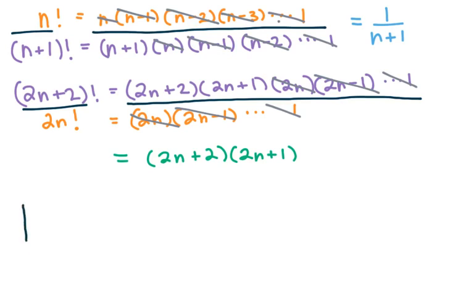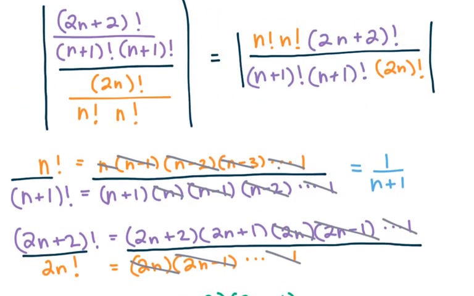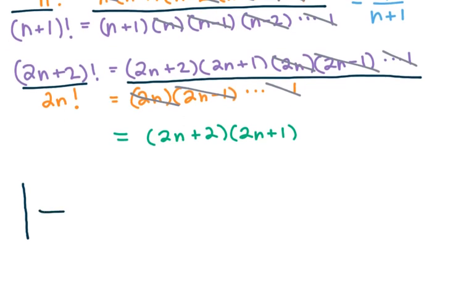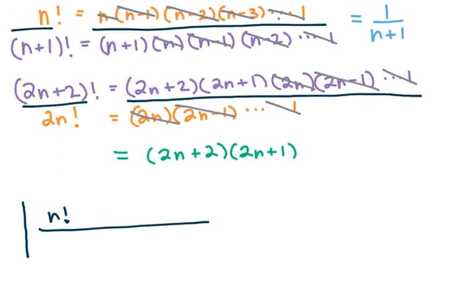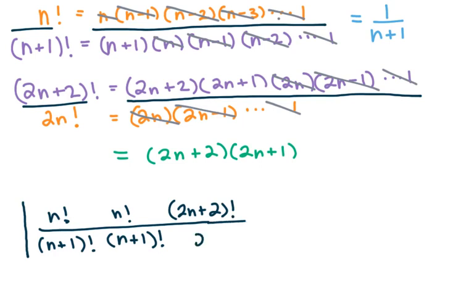So I'm going to rewrite what we had just so we can really see this simplification on the screen. We had in our absolute value bars up above, and I'm going back right up to here, we had n factorial over n plus 1 factorial. I had an n factorial over an n plus 1 factorial. And then I have 2n plus 2 factorial over 2n factorial. And I should have had parentheses up there. Apologize.